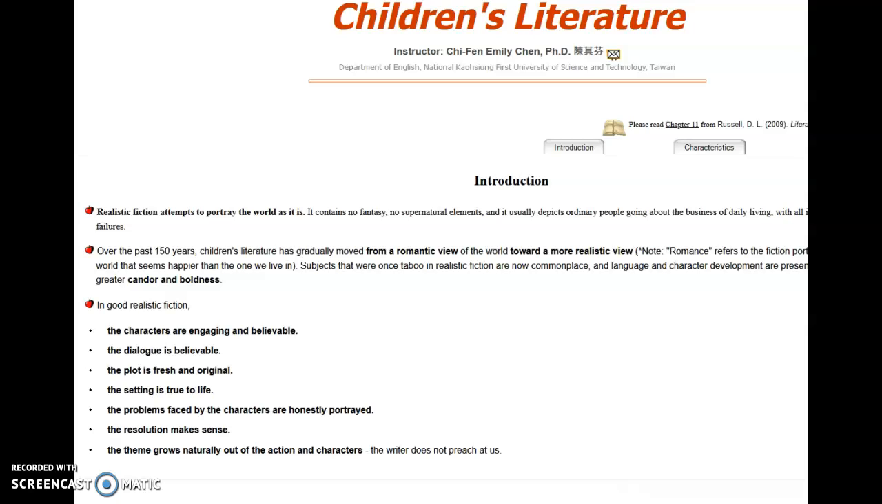So for your assignment this week, we are having just a discussion on Chapter 6 of your Reading Children's Literature book. I want you to tell me, what did you glean from Chapter 6? What did you learn? What surprised you? Did anything jump out to you?